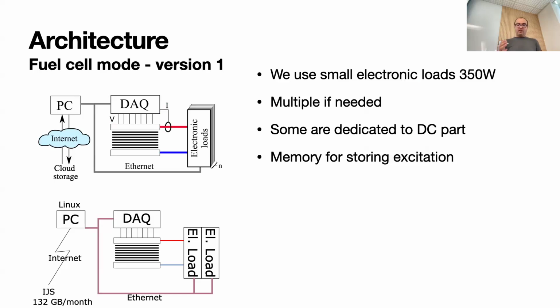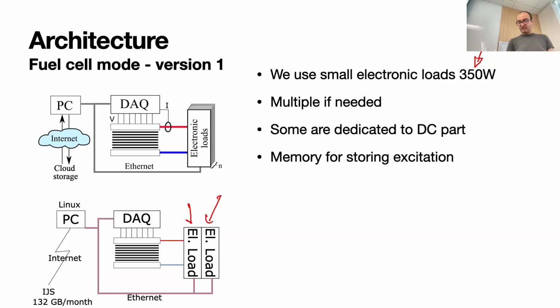So we have version 1, where we have only an electronic load. If the fuel cell is not powerful enough, so the overall power is somewhere low, I would say like 500 watts or similar, then you can do all this analysis with a single electronic load. We are buying electronic loads of approximately 350 watts, which means that if you have a more powerful system, you have to stack multiple electronic loads in parallel.